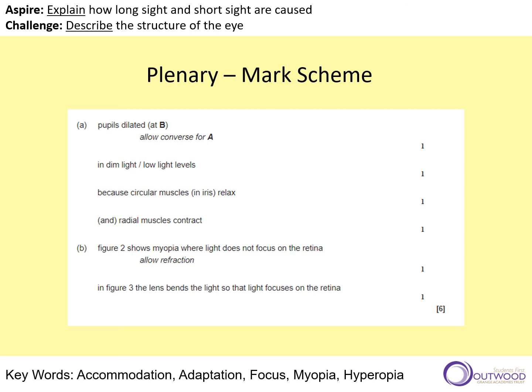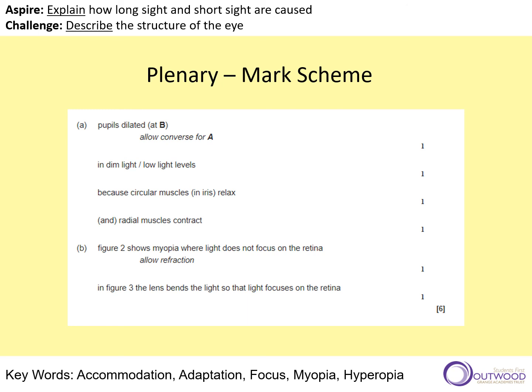So in the iris you've got circular and you've got radial muscles. In low light, the circular muscles relax and therefore they make the pupil bigger. The radial muscles contract. By doing that, it allows more light to come in and the pupil gets larger. The opposite is true in bright light. In bright light, the circular muscles will contract and the radial muscles will relax. That's all to do with the pupil.